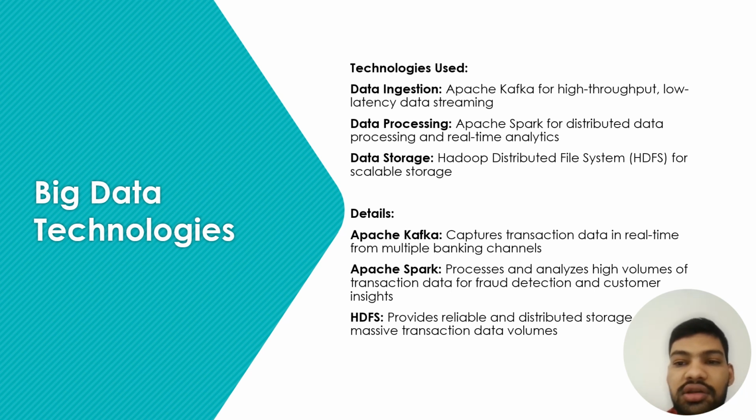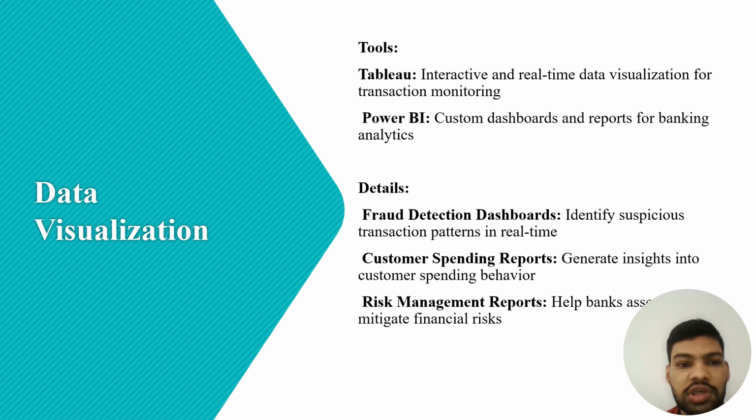Apache Kafka has high throughput, low latency data streaming. Apache Spark is for distributed data processing and real-time analytics. For data storage, the Hadoop Distributed File System, HDFS, provides scalable storage. We're going to use three technologies: Apache Kafka, Apache Spark, and HDFS. Coming to the next slide, we'll be discussing data visualization and its tools.